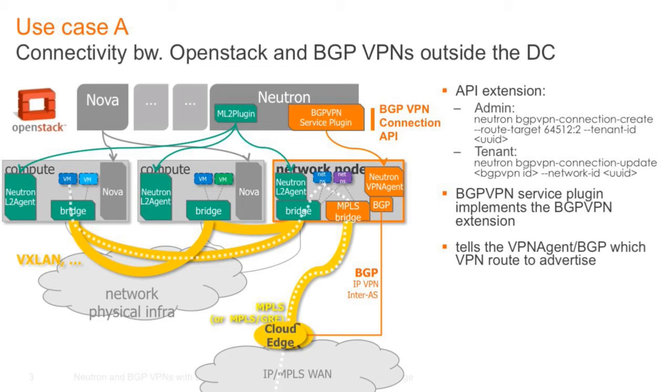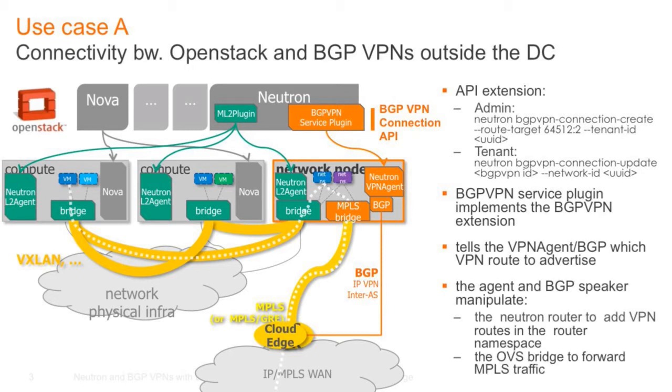The VPN agent and the BGP agent will be used to advertise and discover external routes. Those agents, the VPN agent and the BGP speaker, will have to add new routes to the QRouter namespace and push and pop MPLS tags in the OVS bridge.